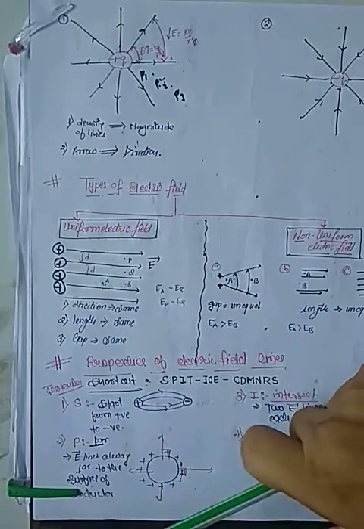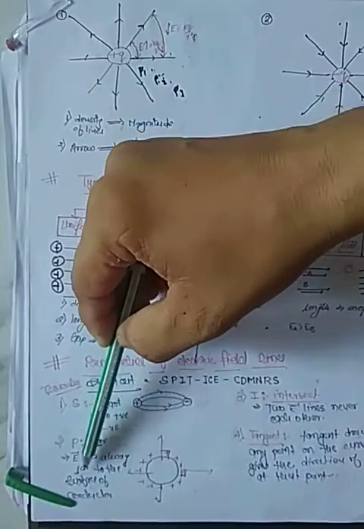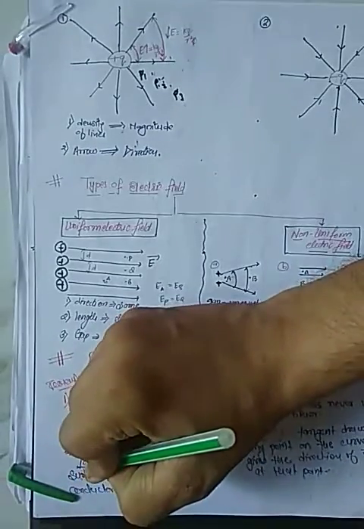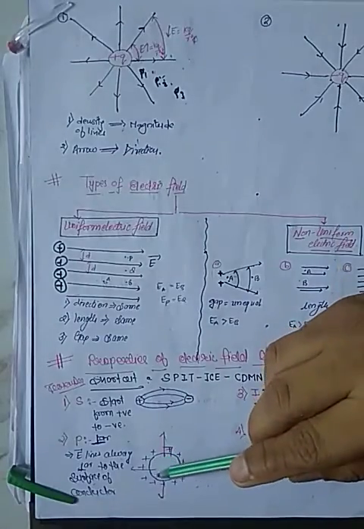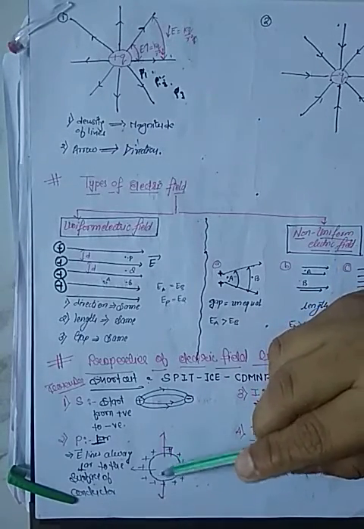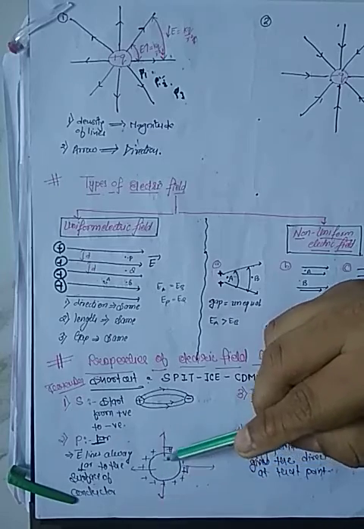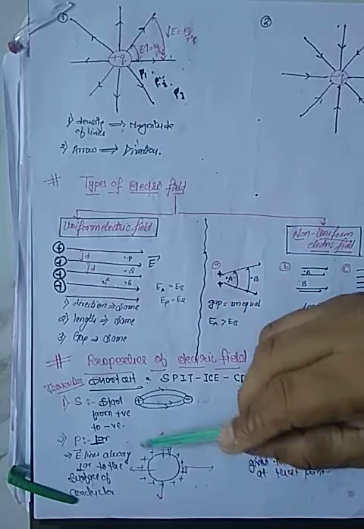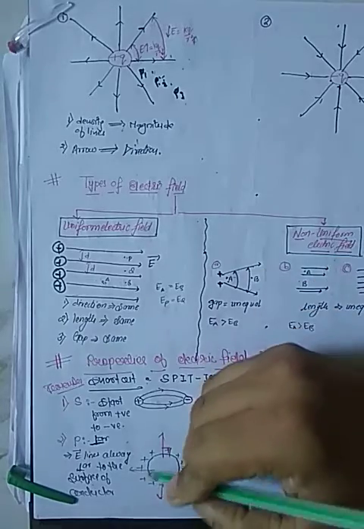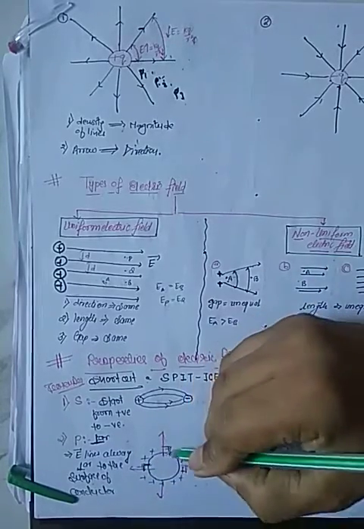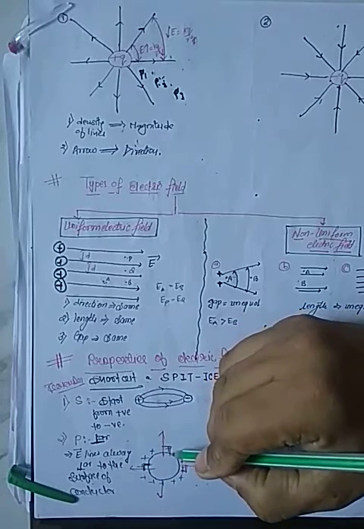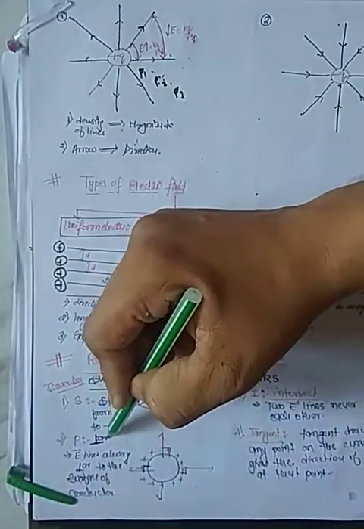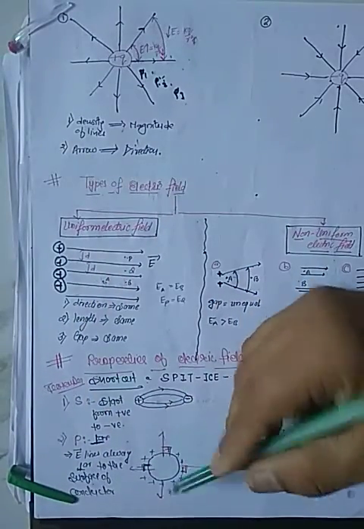Now the second one is P. What is P? The electric field line is always perpendicular to the surface of a conductor. Suppose this is a conductor having a number of positive charges. All the fields are outside, and all these fields are perpendicular to the surface. So P is for perpendicular. The electric field line is perpendicular to the conductor.